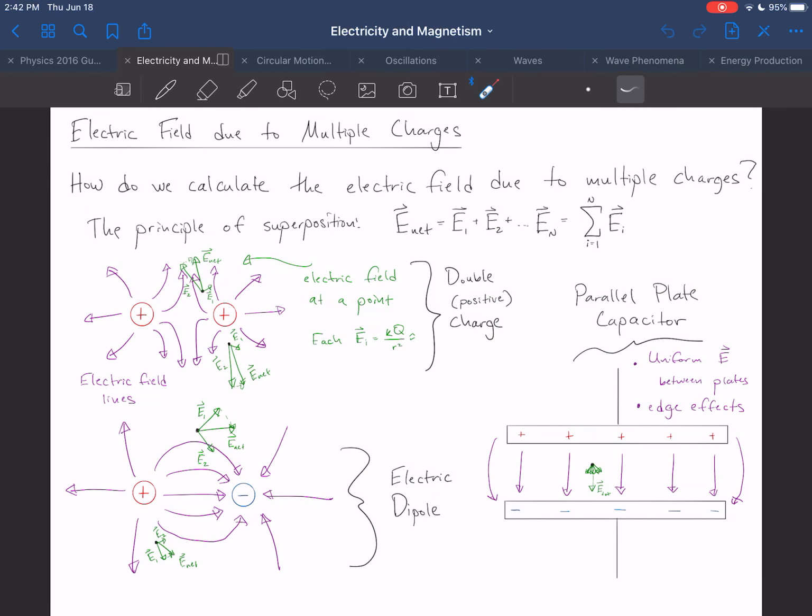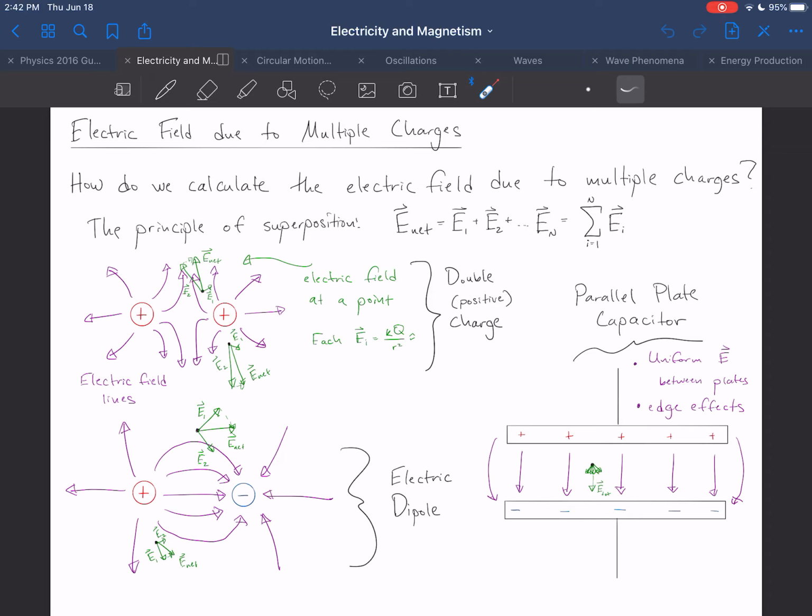Okay, so big question then. How do we calculate the electric field due to multiple charges? Now, there's going to be a straightforward answer to this, although in practice this can get algebraically kind of annoying. But the general idea is that we're using that principle of superposition again.